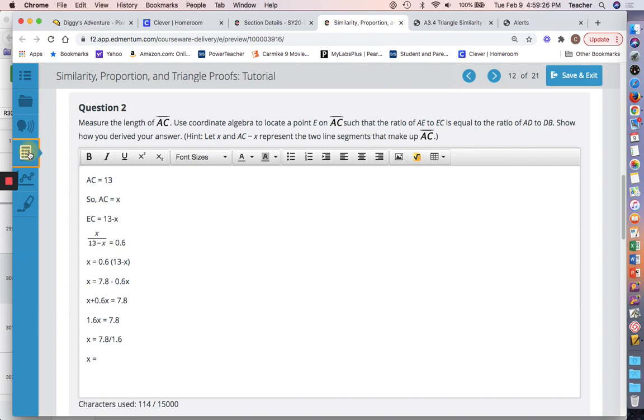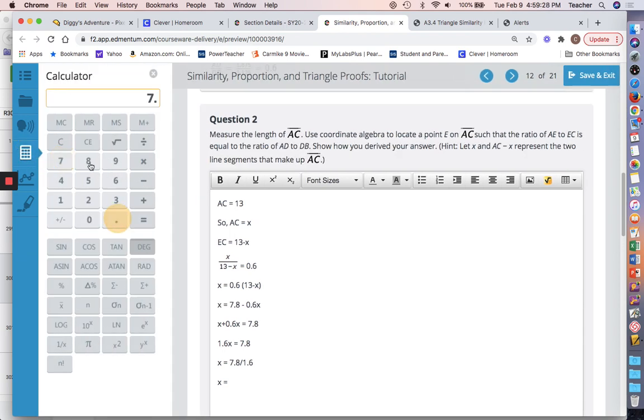Let's do that. 7.8 divided by 1.6. I got 4.875. Okay.